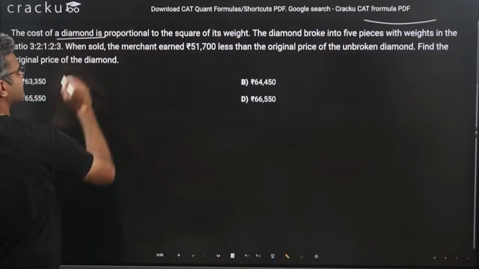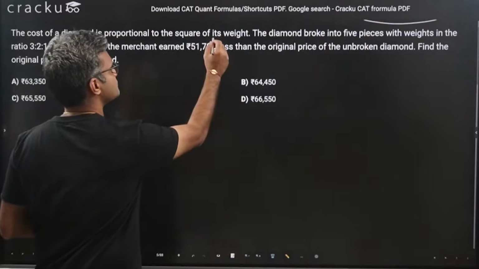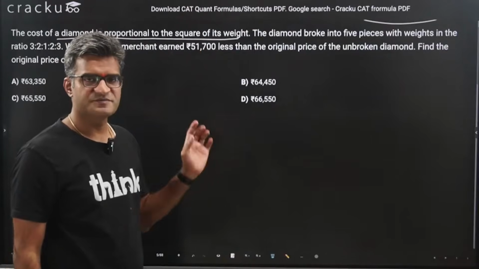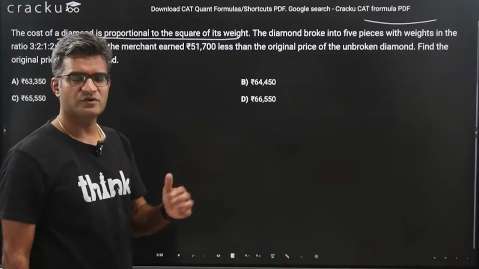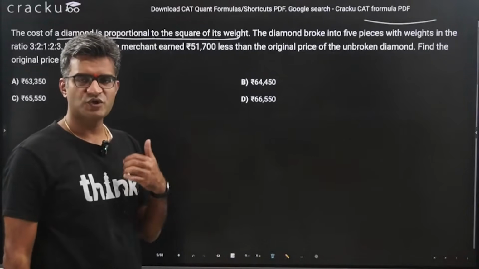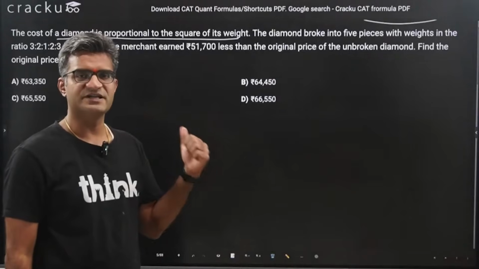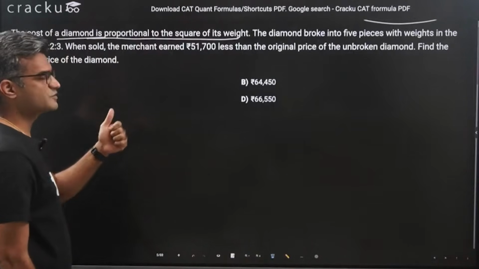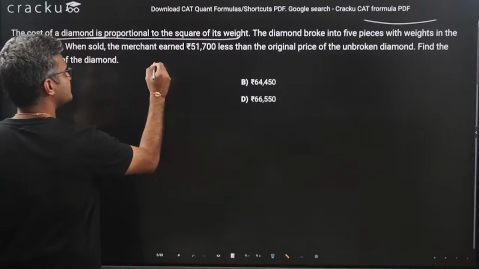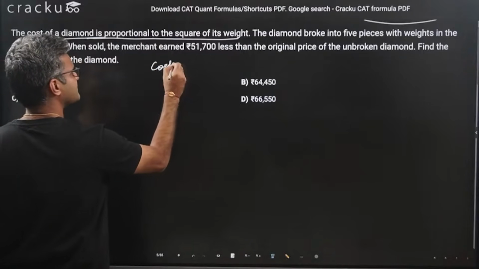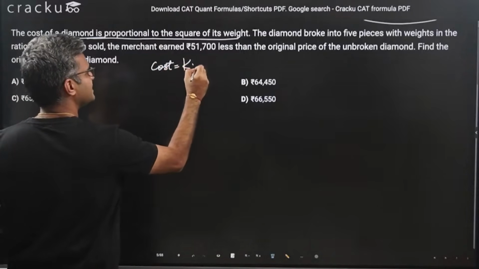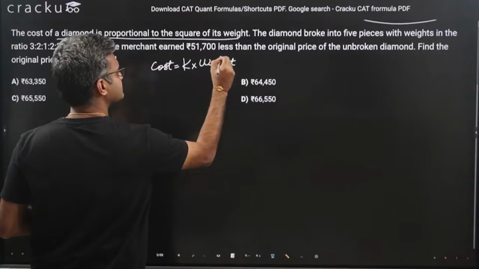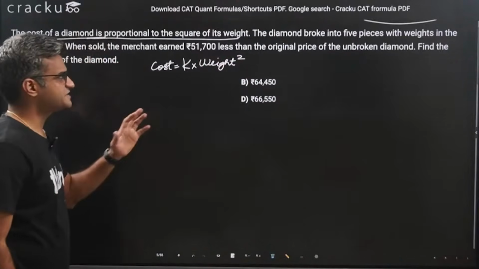The cost of a diamond is proportional to the square of its weight. What does this mean? Whenever you are told that cost is proportional to the square or the square root, or that it is directly proportional, you should know how to represent that in an equation. If you are given that the cost of a diamond is proportional to the square of its weight, cost will be basically some constant k into the square of its weight, which is weight square. This is basically what we are told.